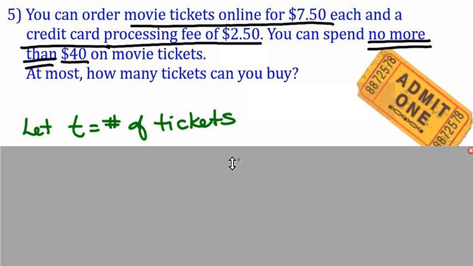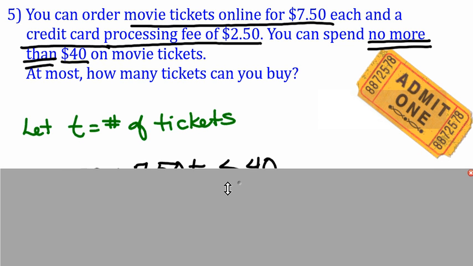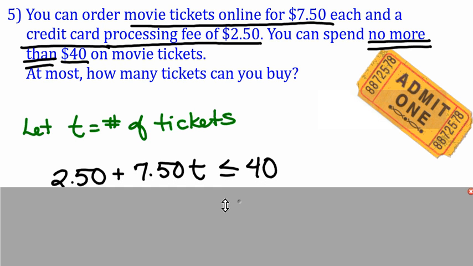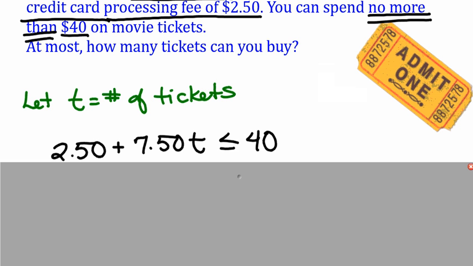And let's see, can we write an inequality? Well, we have to pay $2.50 for the credit card fee and $7.50 for every ticket that we buy. And we cannot spend more than $40 on these tickets. So we've got $2.50 plus $7.50 per ticket is less than or equal to $40. Here's our inequality. Can you solve and see how many tickets we can buy?